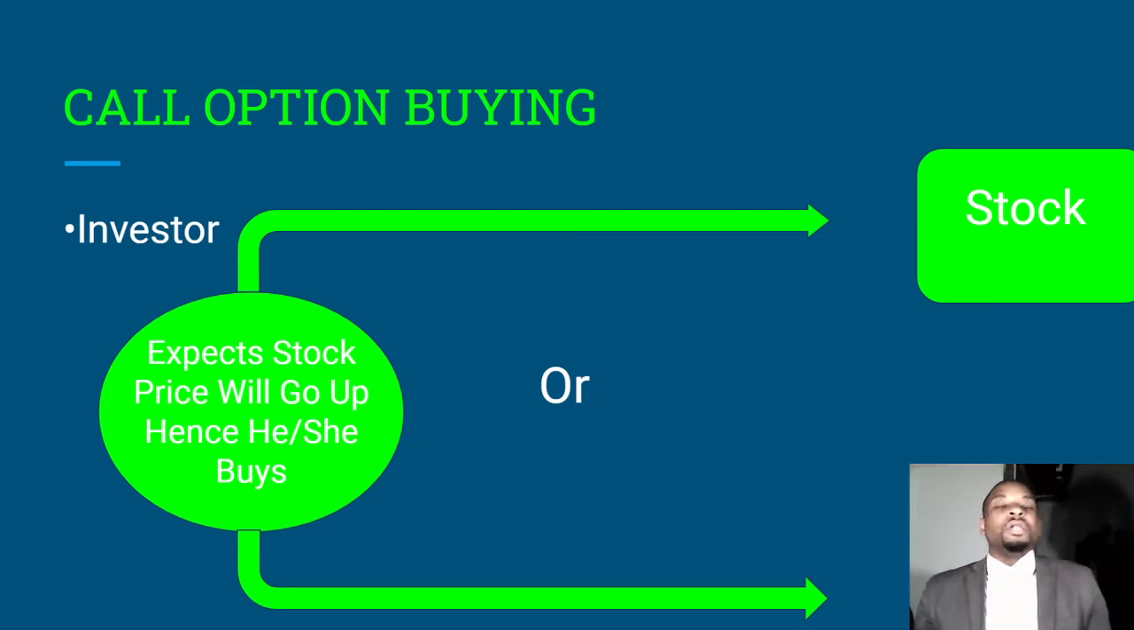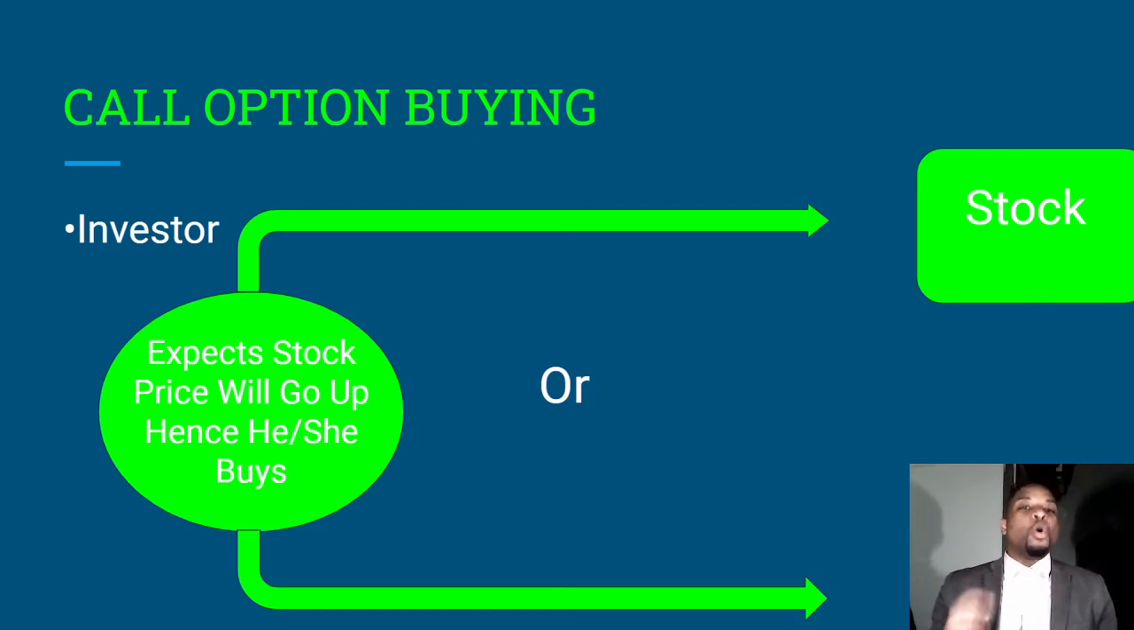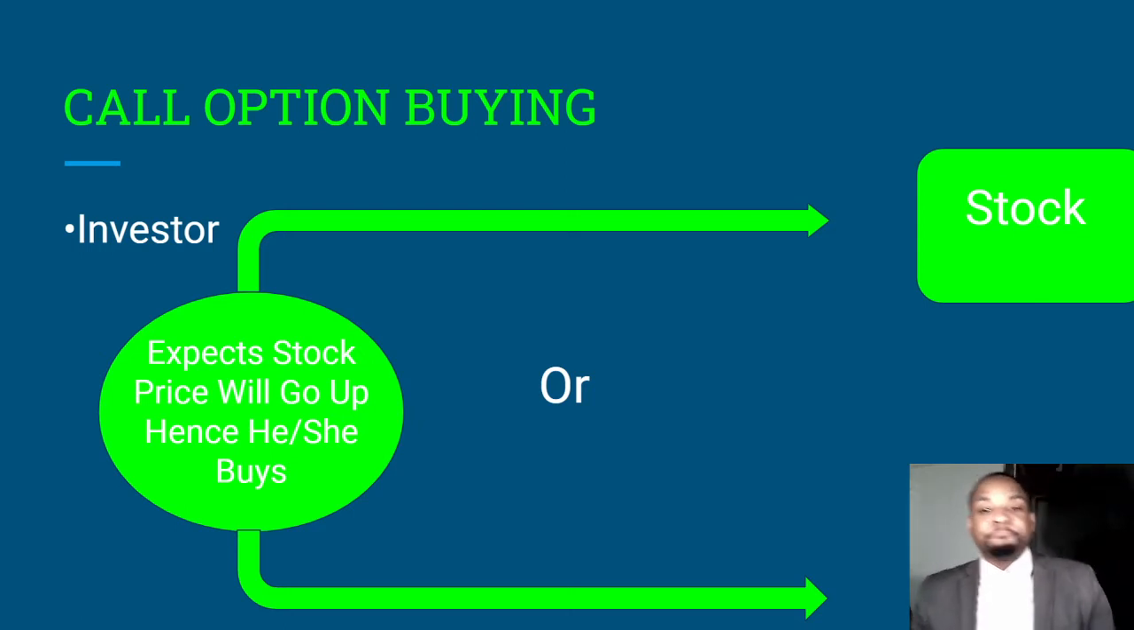So let's say you're doing call option buying. That means you, the investor, expects the price will go up. Hence, you buy either a stock or a call option on a stock. Put option buying: the investor expects the price will go down. Hence, he or she buys a put option on a stock, or they actually sell their stock.